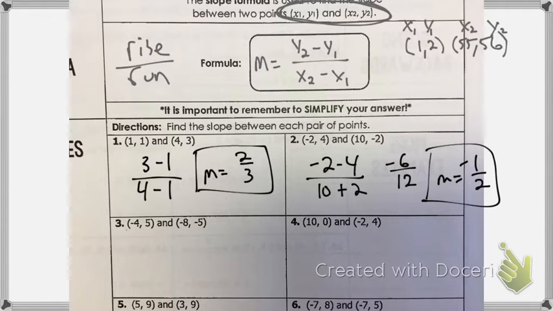All right, looking at number 3. Again, I'm looking at rise over run, the difference in y's over the difference in x's. So I'm going to do -5 minus 5 and -8 plus 4.